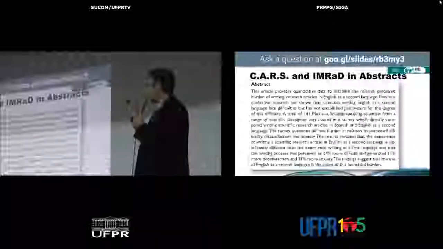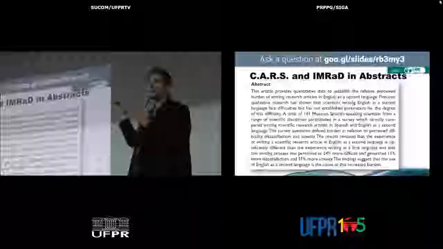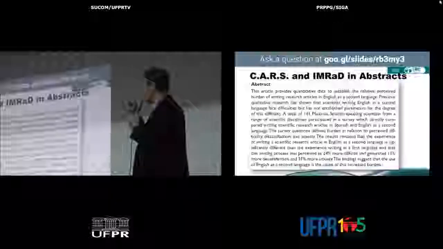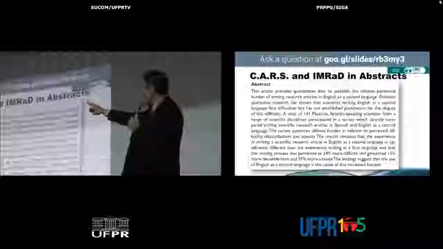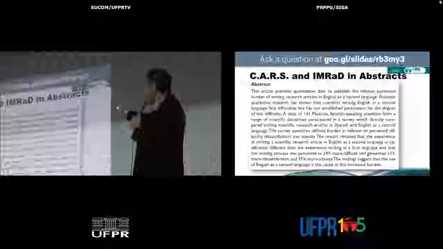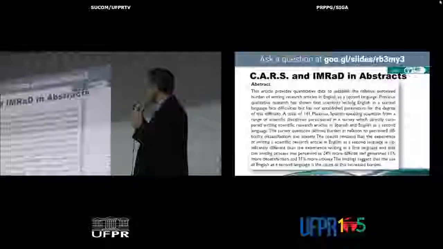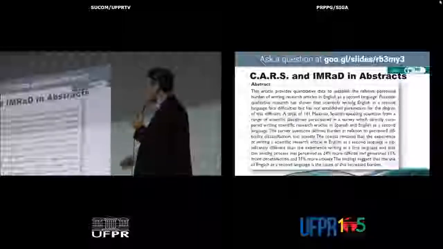Now, you can find that a good abstract will also often have a CARS structure and an IMRAD structure in it. So for example, the first sentence here, or the first 2 sentences are already establishing territory. Look at these blue dots here. Can you identify IMRAD here?